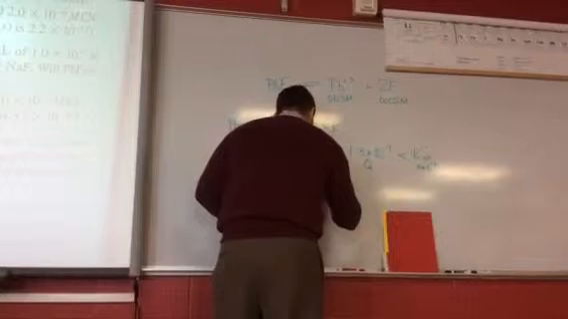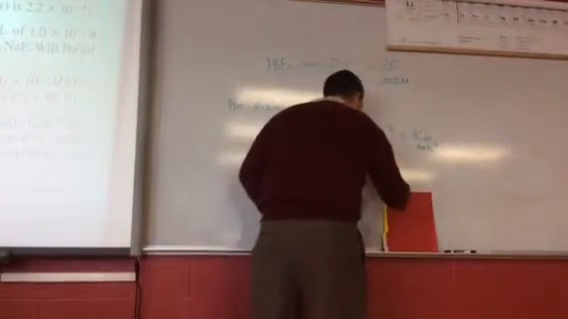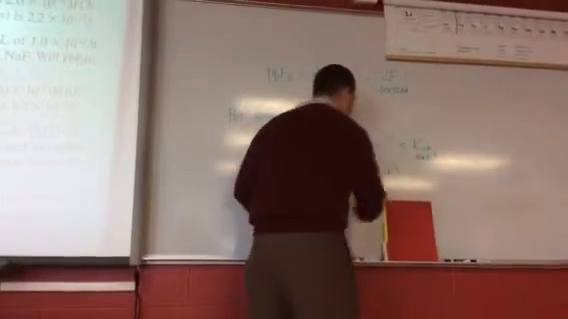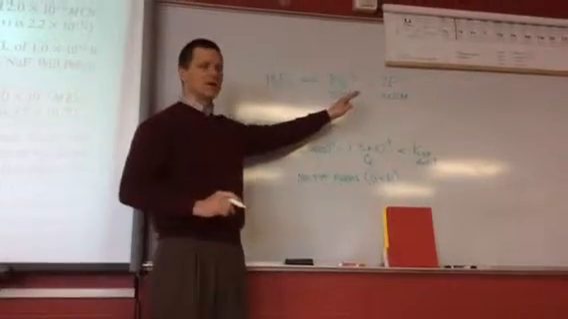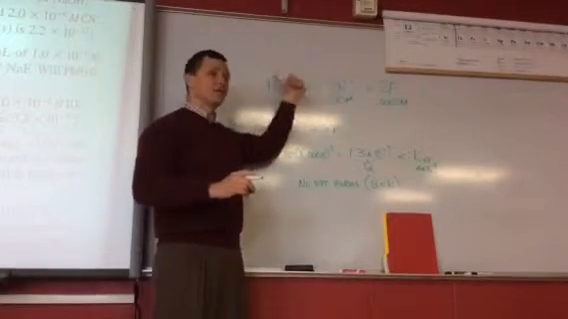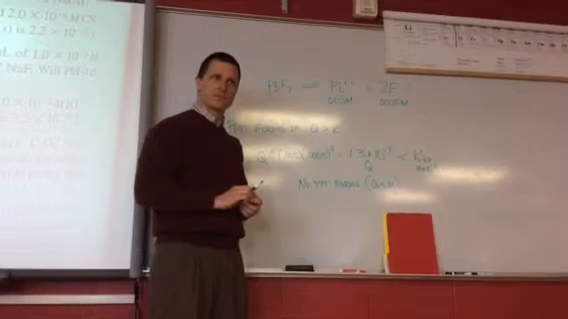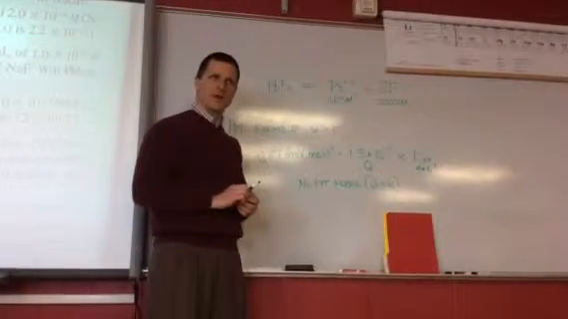No precipitate forms, because Q is less than K. It's going to stay to the right. It does not shift itself to the left. If Q is greater than K, that means it's product heavy. It's going to come back and we're going to see solid form. You with me on that?